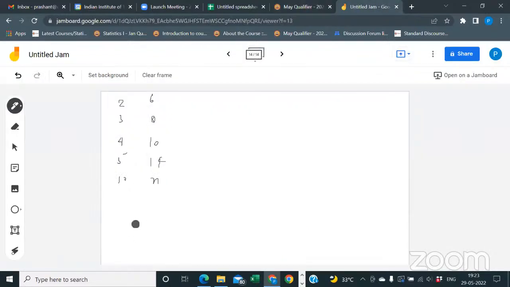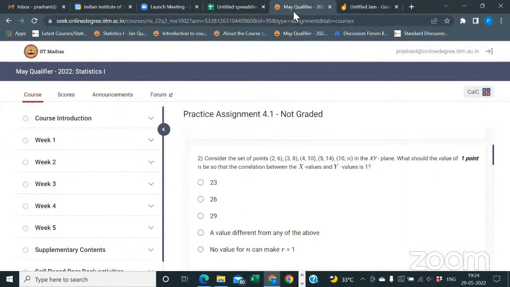So see, you have to calculate R, which is the covariance over Sx into Sy, and put it equal to 1. Then think for what value of n it should be equal to 1, and find the value of n. That is the thing. Okay. Sir, actually, should we do that? Can't we see the data set and actually see whether there is a relationship or not?